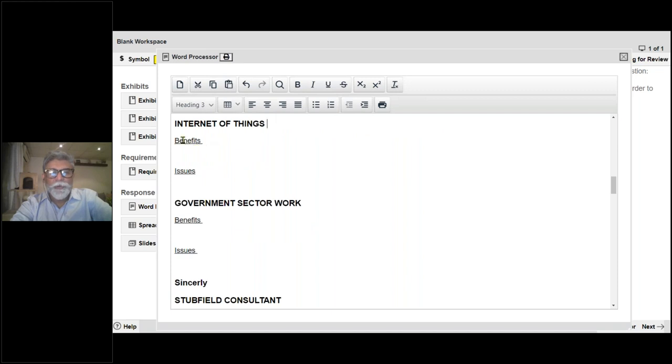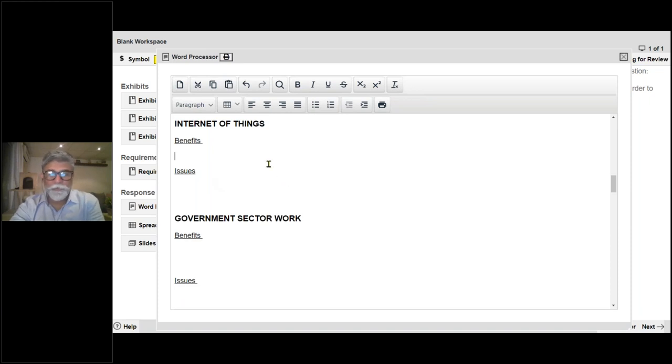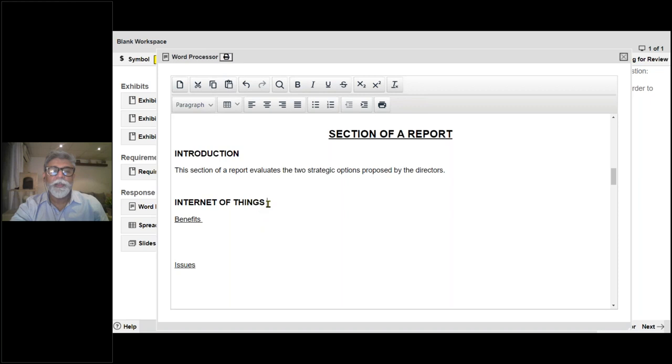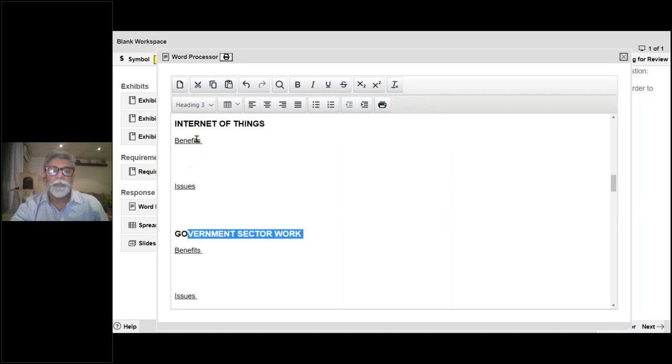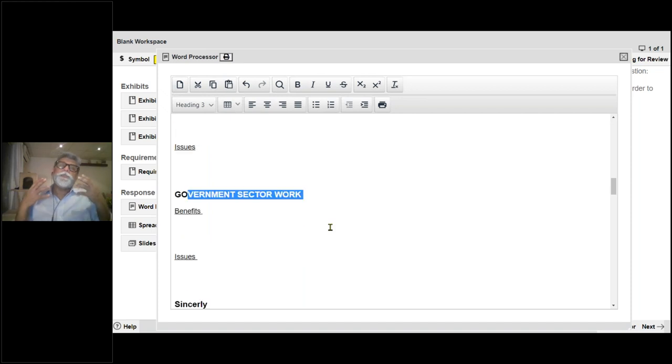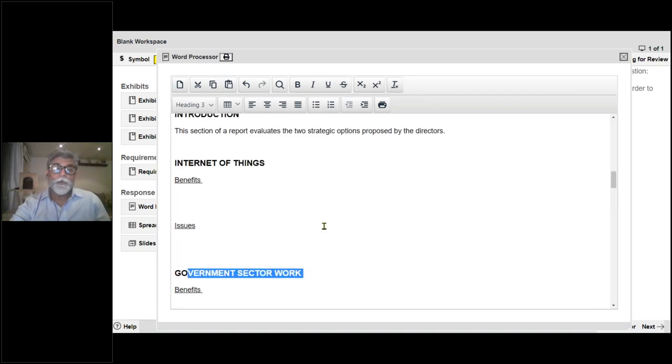For Internet of Things, as a consultant, I will tell the board, these are the benefits and these are the challenges. For this option, these are the benefits and these are the challenges. No recommendation, no conclusion. Remember yesterday? This is the format: introduction and then option one, option two, segregated between benefits and issues. You see, I'm focusing on presentation, layout, professionalism. This is how a senior level person works. Very structured so that the board is able to read, understand, and easily follow. These things really matter a lot in SBL.